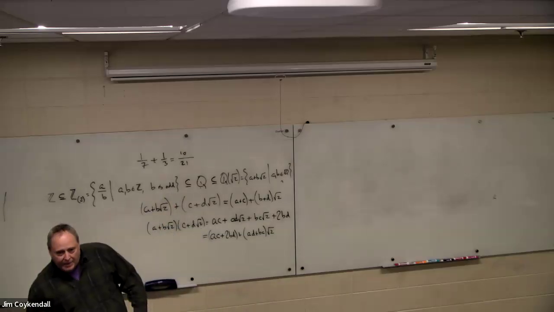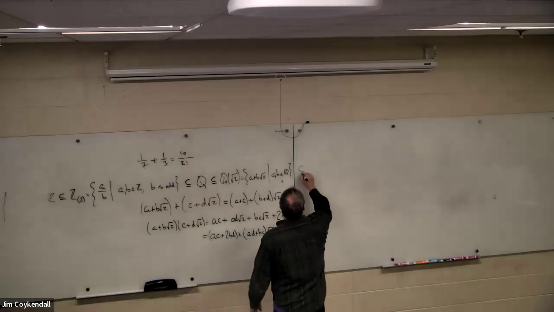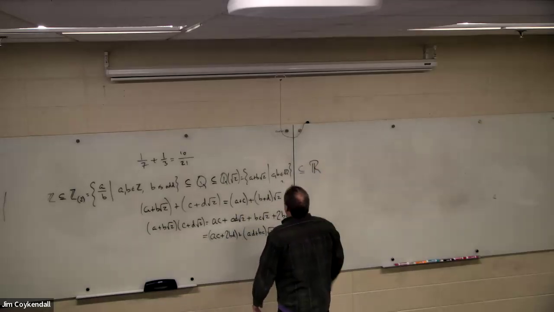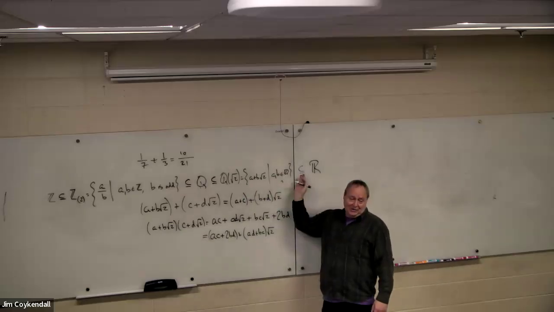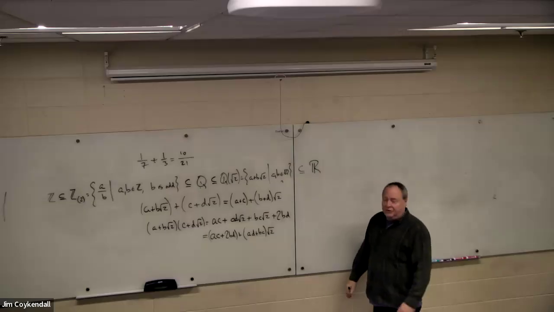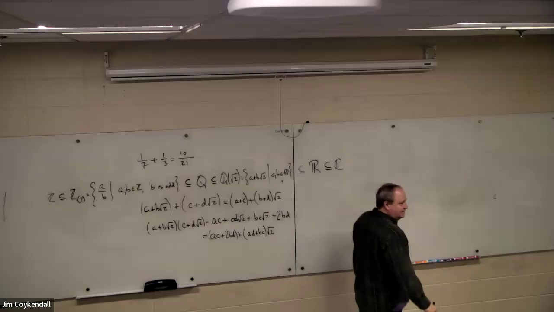This is actually a ring. It is a subring of the real numbers. By the way, there's a huge jump here. There's lots and lots of things in between here. This is a subring of the complex numbers.